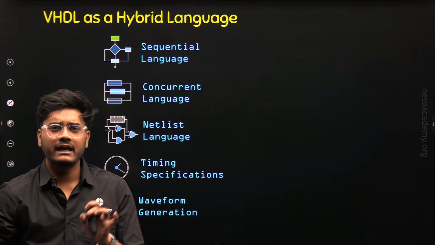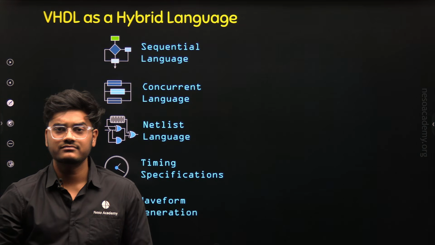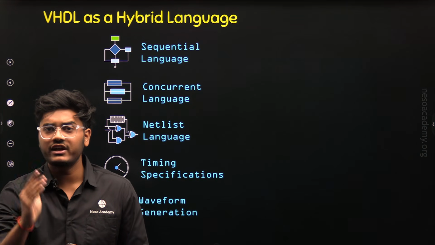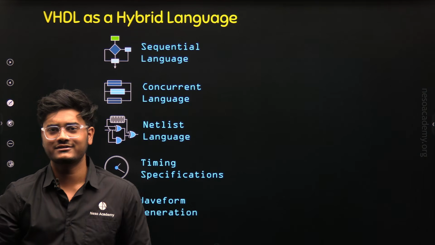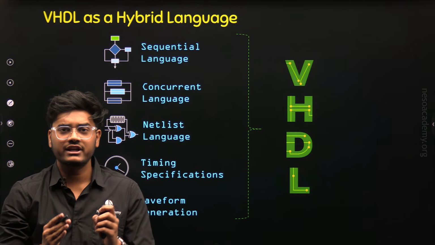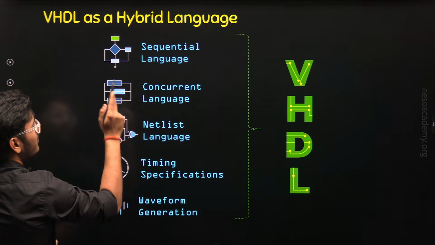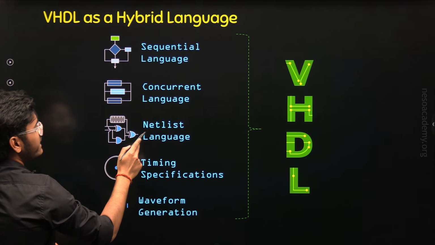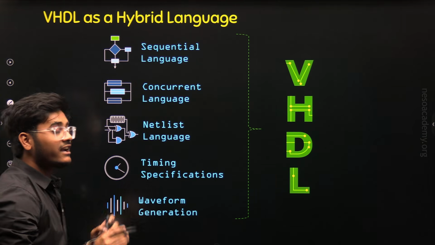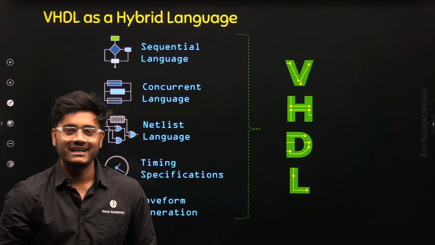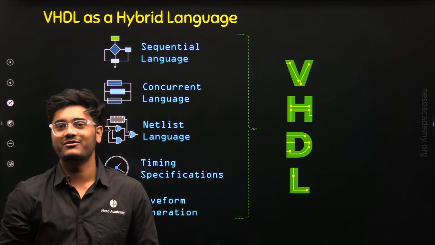It helps to define input and output signals. Using this, we can generate waveforms that help in simulation and verification. And using those waveforms, we can check the correctness of the code. Therefore, VHDL is a powerful language that combines sequential execution, parallel hardware behavior, netlist structure, timing specification, and waveform simulation in a single framework. Now I hope you understand why VHDL is called a hybrid language.